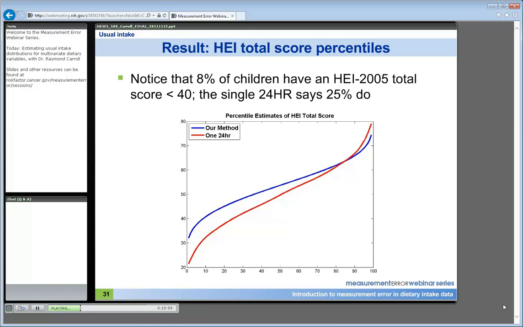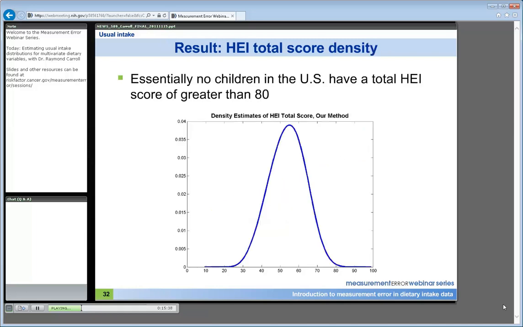But I think the crucial thing to see in this graph is that we estimate that 8% of children, which is still a pretty large number, have an HEI 2005 total score of less than 40, whereas the single 24-hour recall says 25% have a total score of less than 40. So it's quite a big discrepancy. And the other thing happens on the other end, in high scores.